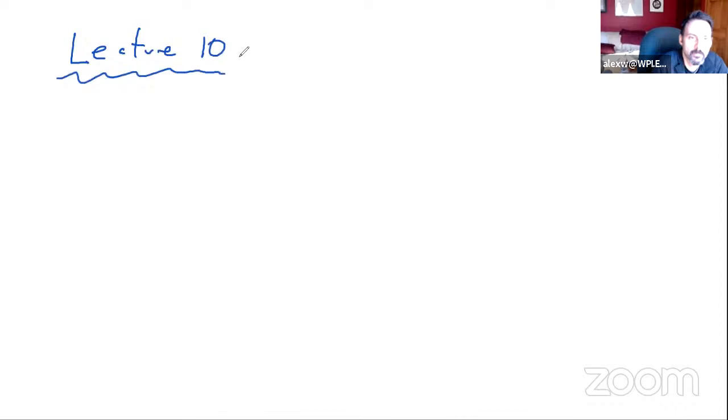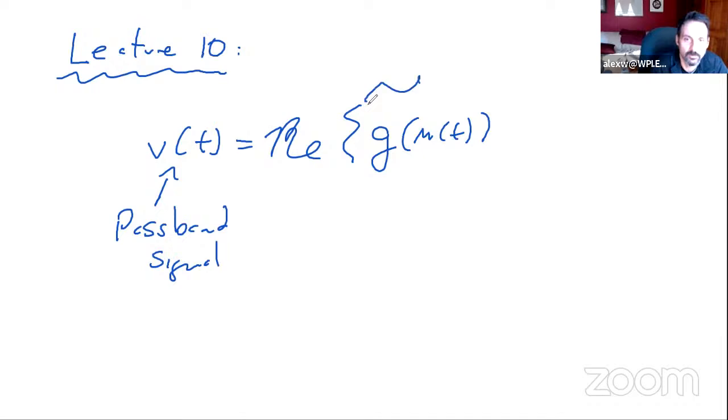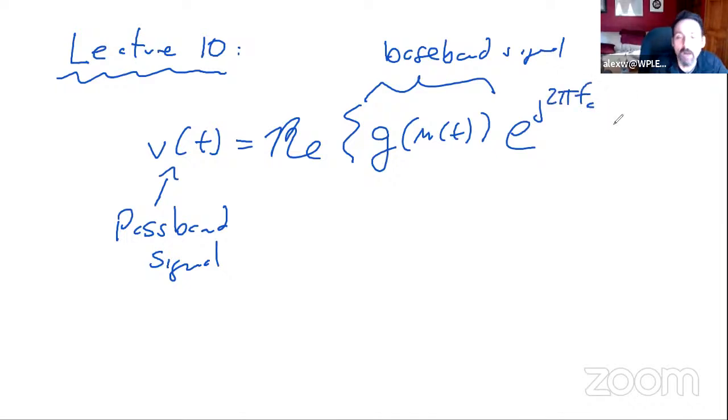we saw that we get our passband signal, v(t), equal to the real part of some mapping of a message signal m(t), which creates our baseband signal g(t). It's then multiplied by a complex exponential that effectively modulates it to a carrier frequency, f_c. So very important.